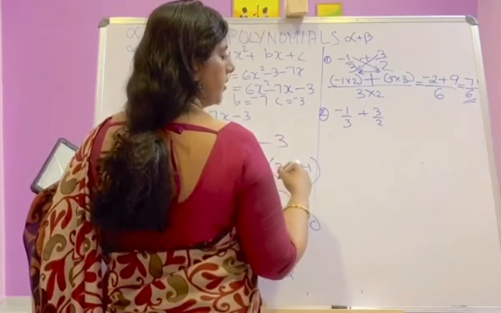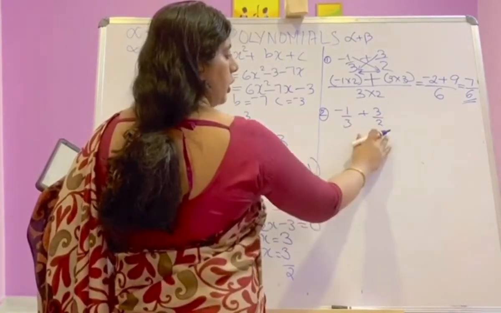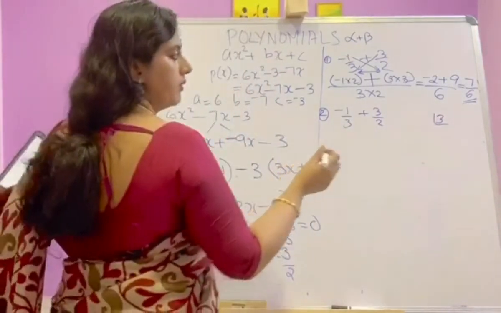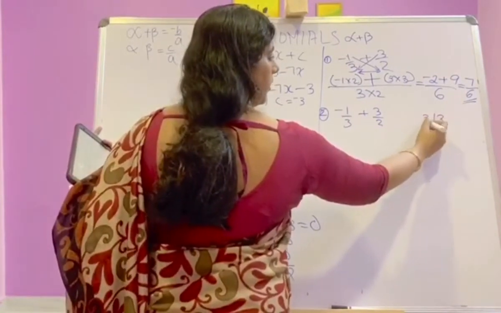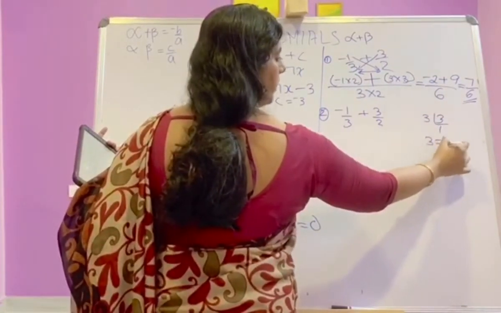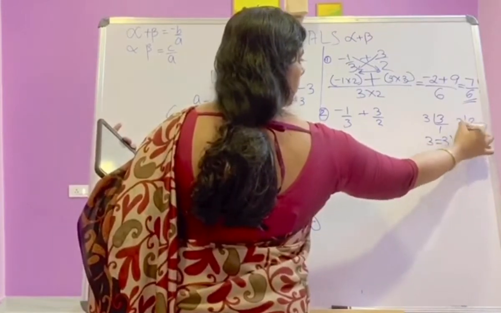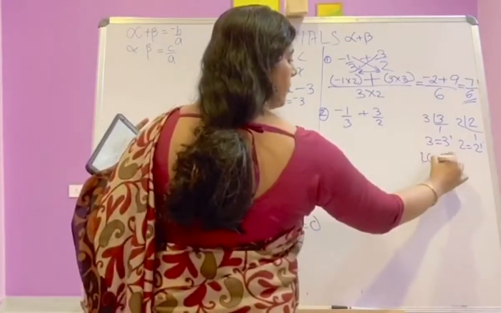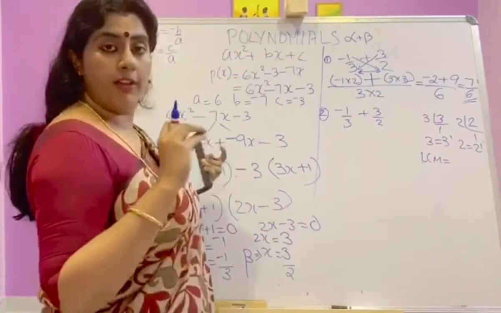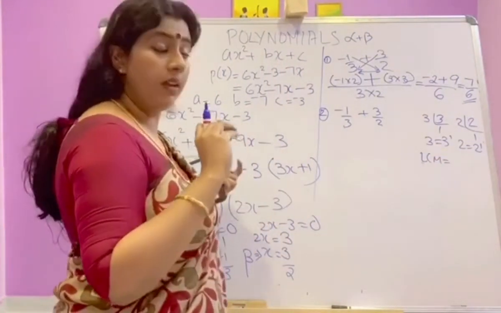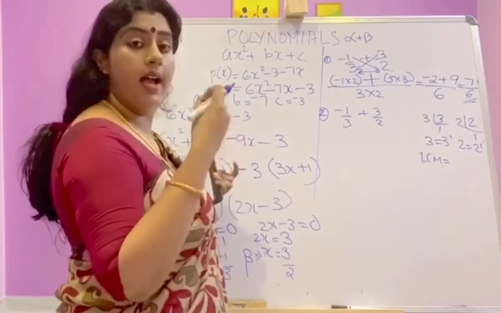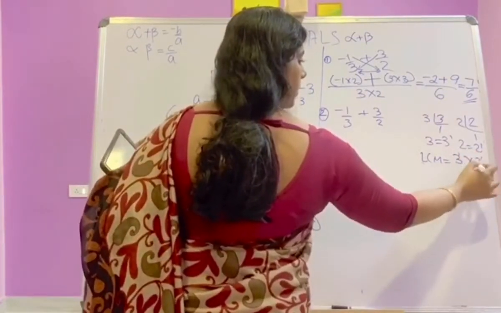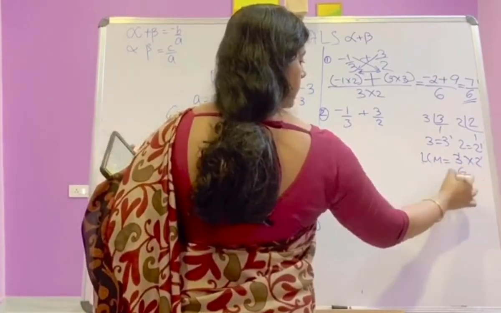In this, you want to consider the denominators first. So taking the denominators' LCM, here 3 is equal to 3 raised to 1 and 2 is equal to 2 raised to 1. Now LCM is the product of each and every factor with their highest power. Here 3 raised to 1 into 2 raised to 1, the LCM is 6.